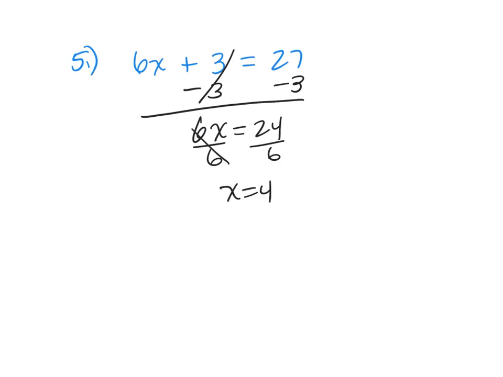So now let's go back to our original equation where we see an x. We're going to put this 4 in and see if it makes a true statement. So let's see, I'm going to get a different color here. So I'm going to take 6 times 4 plus 3. Is that equal to 27? Well, 6 times 4 is 24, and 24 plus 3 more is equal to 27. That is correct. So we know that x equals 4 is the correct solution.